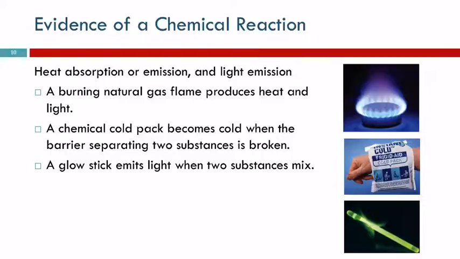Chemical reactions may involve heat, either being absorbed or emitted, or they can involve light. So here's a photograph of a natural gas burner. Now, we use burners to heat things up, right? You want to make spaghetti, you put the pot of water on the stove and you turn the burner on. Because this reaction of natural gas burning, combining with the oxygen in air, releases heat. It also releases light. We can see the flames. So we've got light and heat being released.